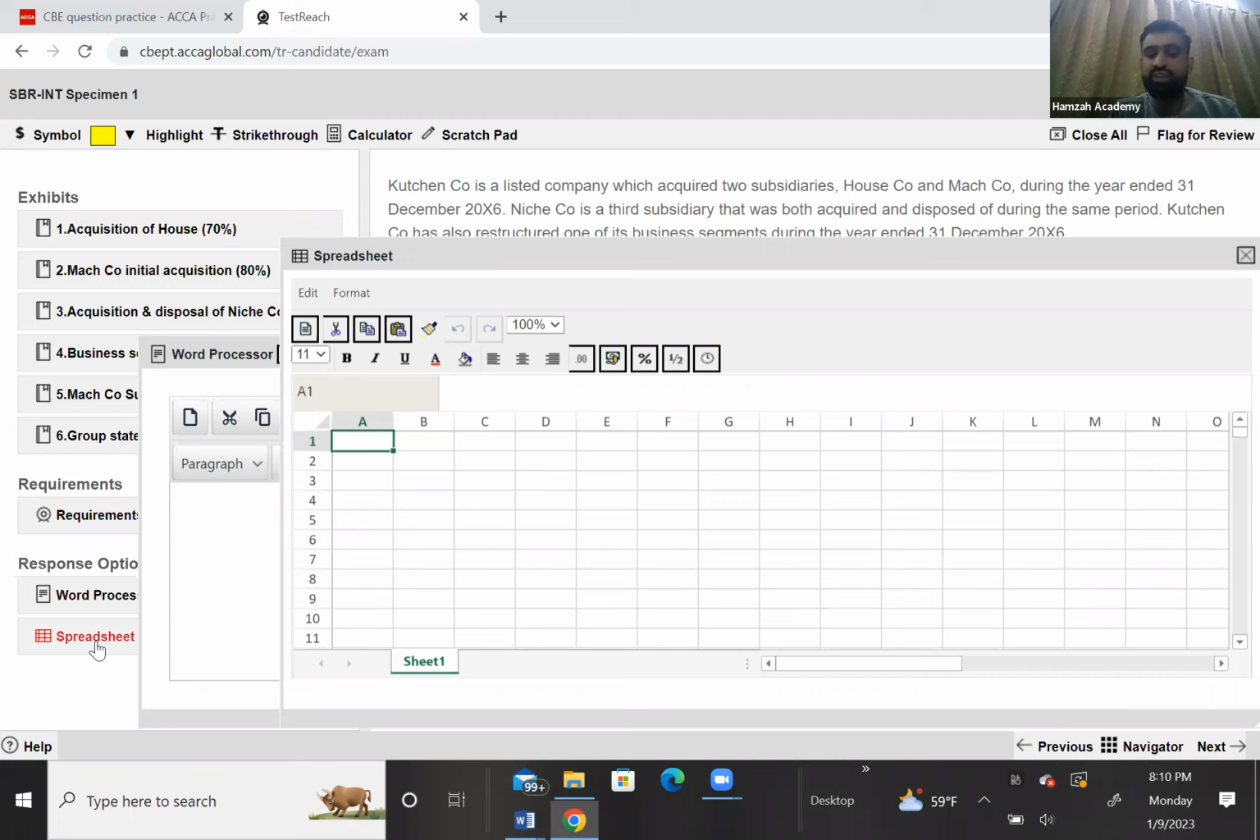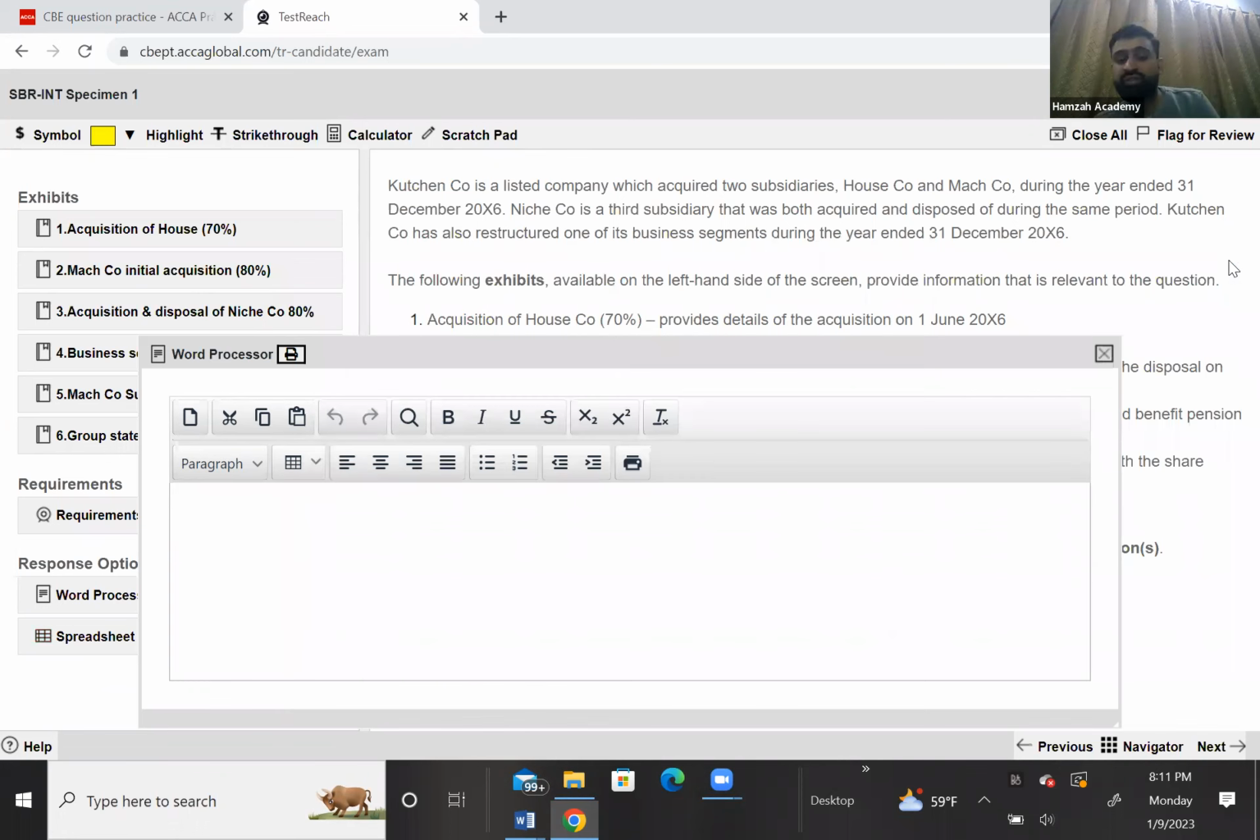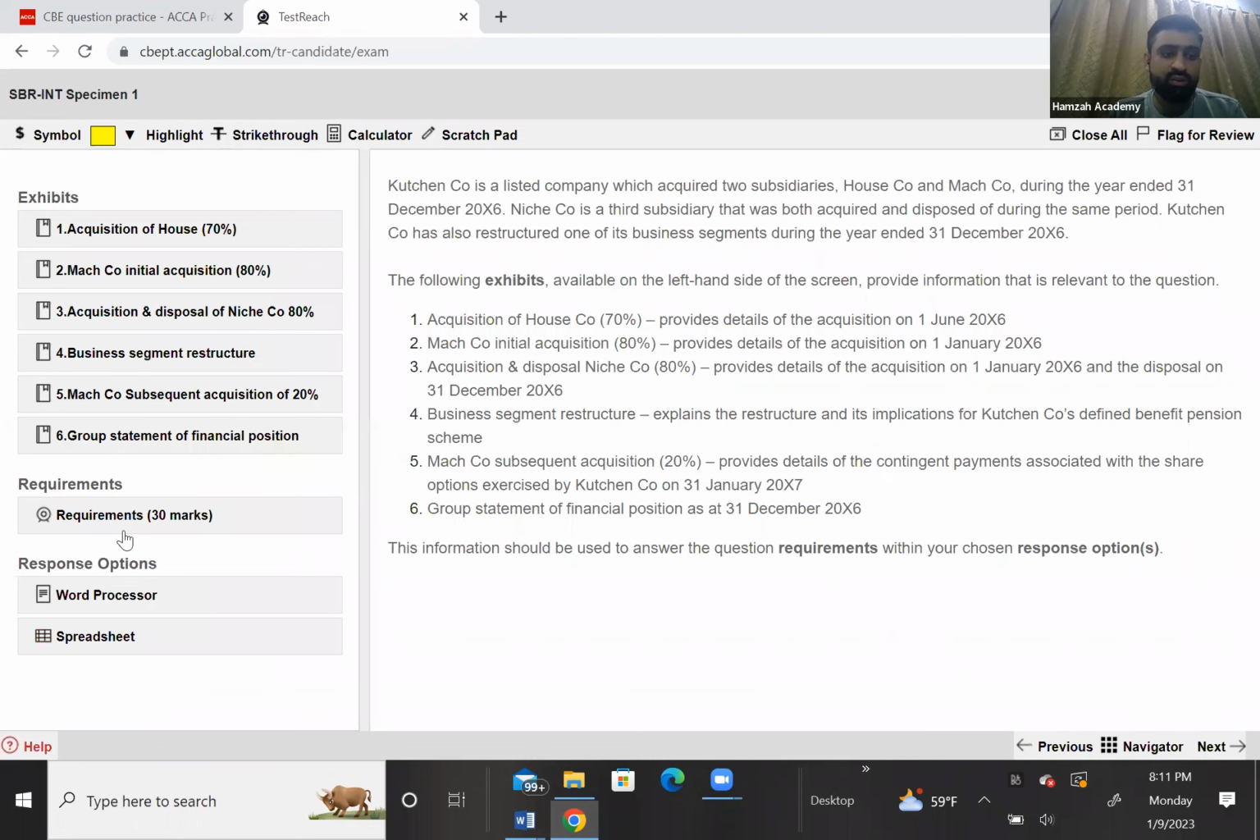This is the calculation of the first requirement of the question. This is the calculation for the second requirement of the question. And when we are explaining there, we also give the reference that this is the explanation of the first requirement, and this is the discussion or explanation of the second requirement. In that discussion, we use the calculations which we have done at the spreadsheet level. So, requirement and response option.